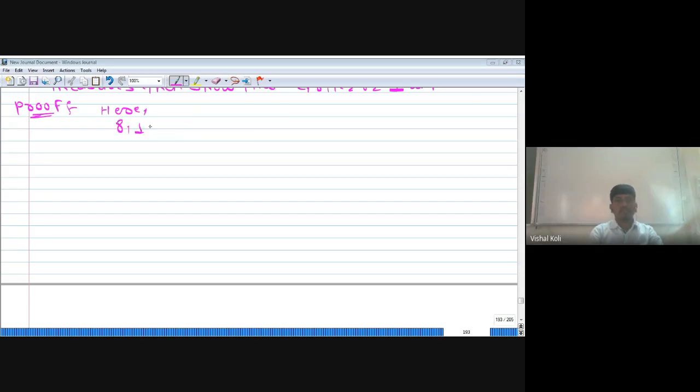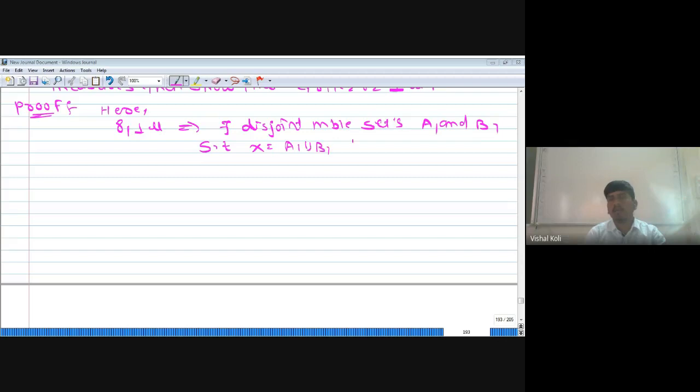Gamma 1 is mutually singular with mu. As gamma 1 is mutually singular with mu, then by the definition of mutually singular measures, there exist disjoint measurable sets A1 and B1 such that X is A1 union B1, and gamma 1 of A1 equal to mu of B1 equal to 0, which is from the definition of mutually singular measures.